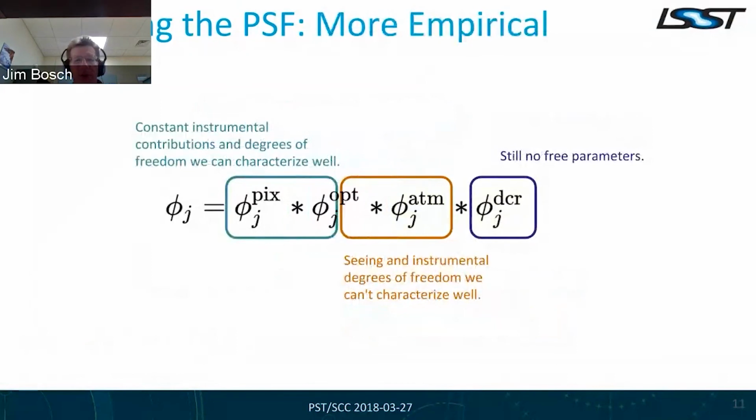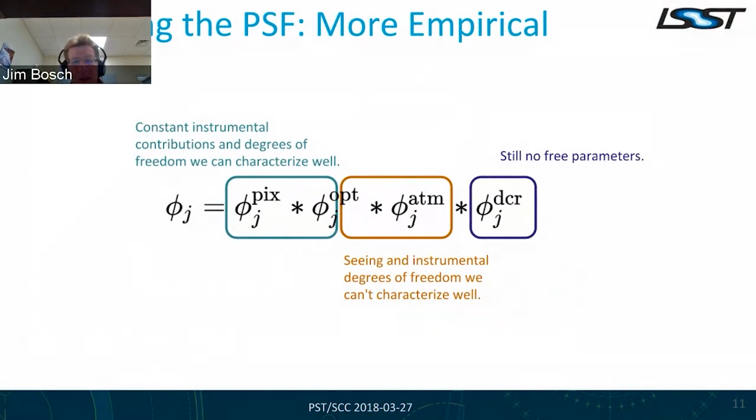And I think the real model we use is going to look a little bit more like this, where we would like to have those four terms, but the actual model we have has basically one component for the constant instrumental contributions, the pixel part, and the degrees of freedom in the optics that we can characterize well. And then I think there's going to be some degrees of freedom in the optics that we can't characterize well, and we basically roll those into the atmosphere part as well because they're basically degenerate. And the DCR part, I think, continues on not having any free parameters.